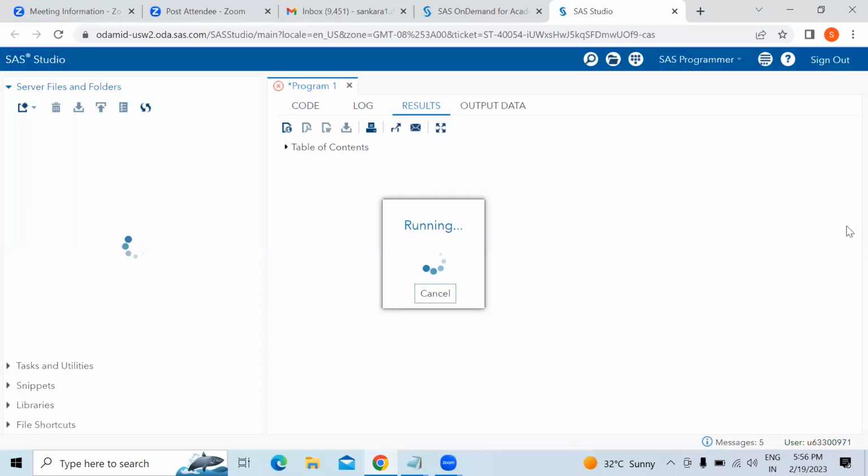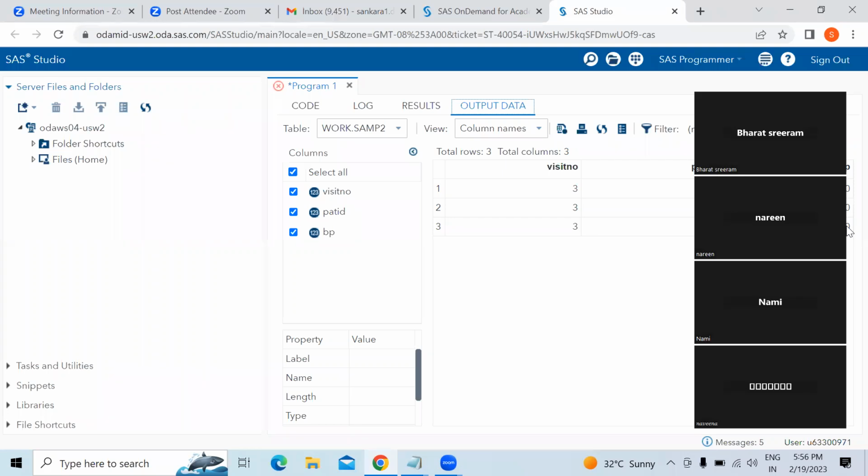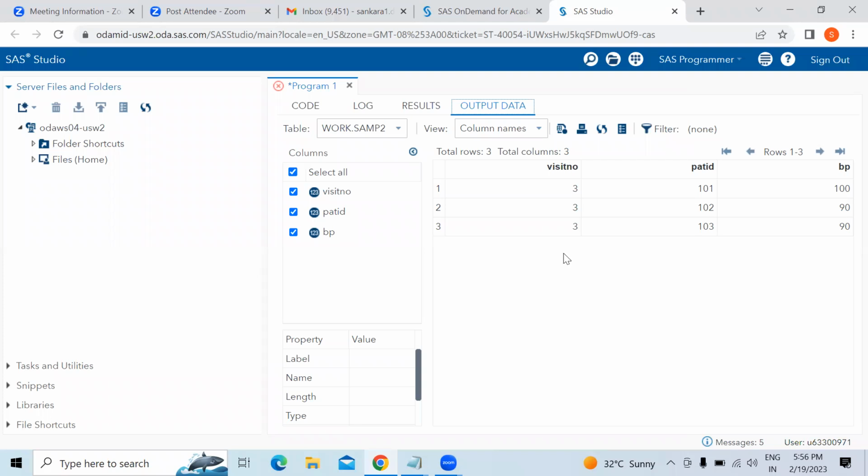I'll have to check the output. So actually each patient did three visits. First patient, the last visit is the third one. Second patient also third visit. Third patient also, the last visit is the third one. So in the last visit, what were their BPs? You can understand.